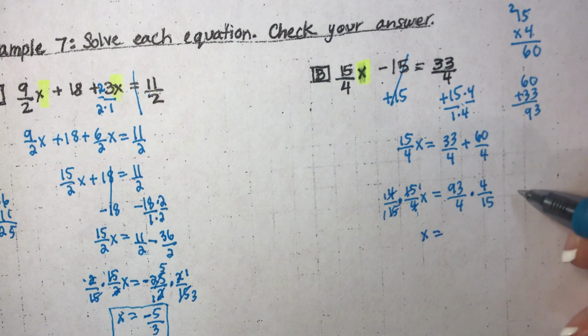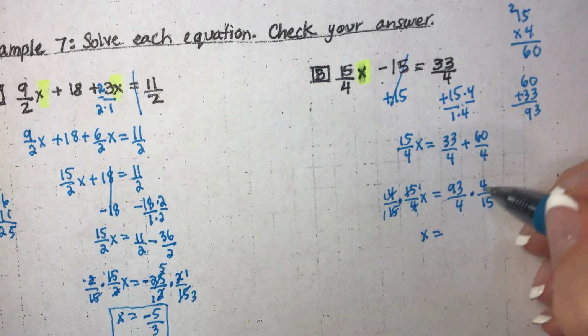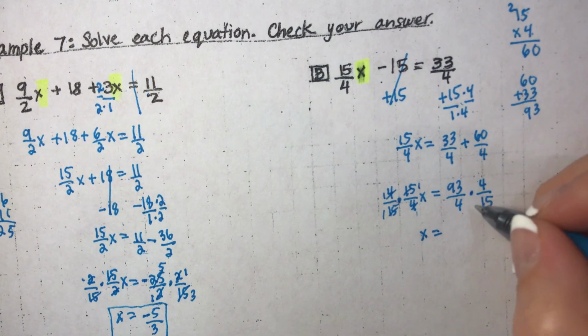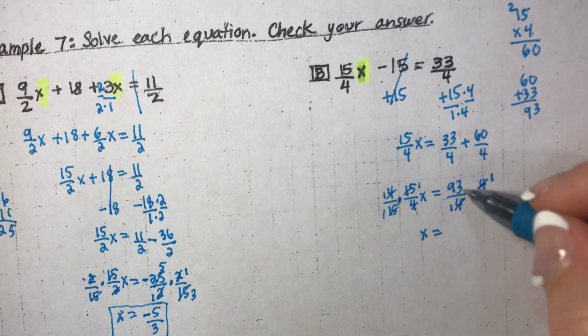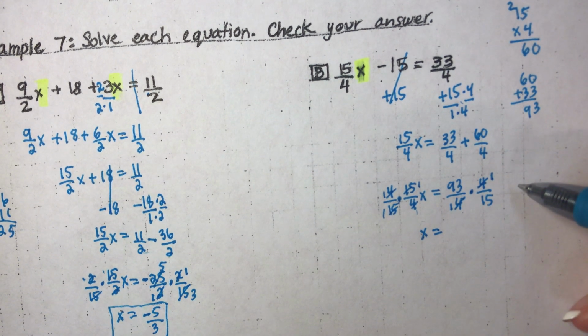So we're going to look to cross cancel, right? Is there a common factor between 4 and 4? Yes, 4. 4 goes into 4 one time. 4 goes into 4 one time. Now we're going to look for a common factor between 93 and 15.